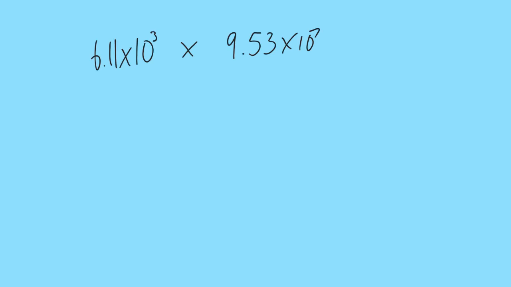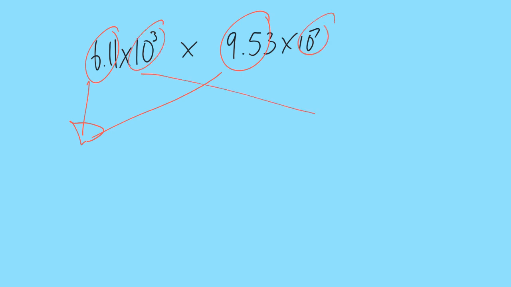Next up is multiplying. It works relatively similarly to dividing, but it is just a little bit different. So here's my problem. I have 6.11 times 10 to the third multiplied by 9.53 times 10 to the 7th. Just like before, it's going to be the multiplication of these two pieces. So these guys are going to come over here, and then these two guys are going to come over here. Okay. So it's 6.11 times 9.53, just like normal.